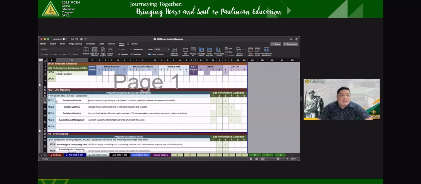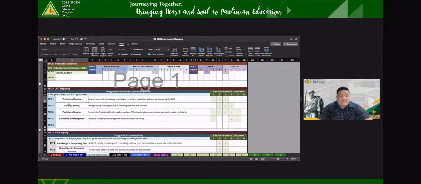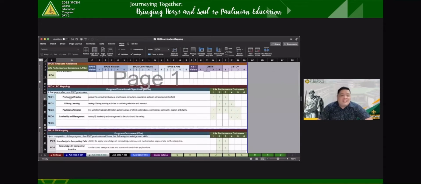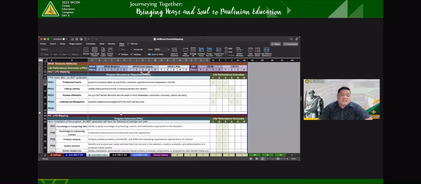So again, PEOs, the graduates can only achieve this a few years after graduation because they are deferred outcomes. So we are just looking forward to what will they become a few years after graduation. Okay, and incidentally, these 4 PEOs are also our criteria in selecting our outstanding alumni in our Monica Awards. So basically, these really are the PEOs that we want for our Paulinian graduates in Surigao.